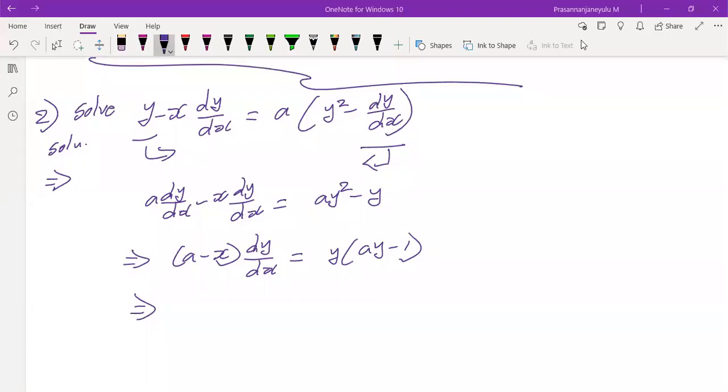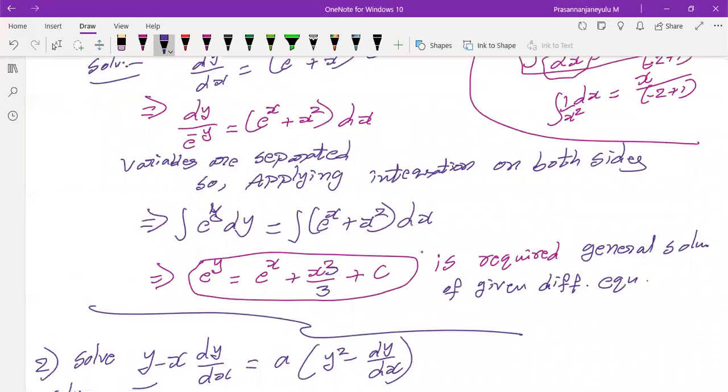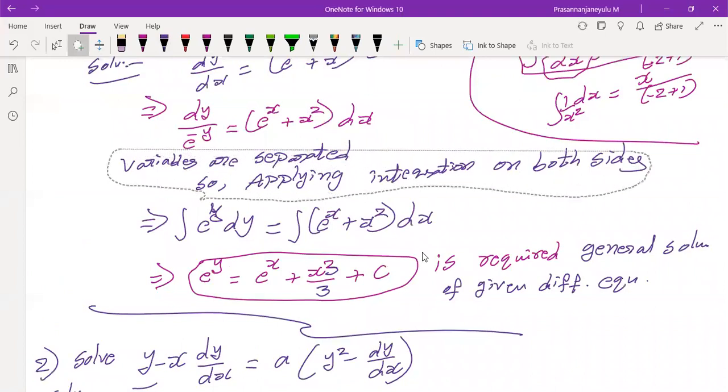dx by x minus a equals to dy by y minus ay square. So bringing all y terms to left hand side, all x terms to right hand side. Why? Because dy is in the numerator in the left hand side. So bring all y variables to left hand side. y into ay minus 1 is equals to all x variables to right hand side, a minus x. So variables are separated using the variable separable method. Variables are separated, so applying integration on both sides.